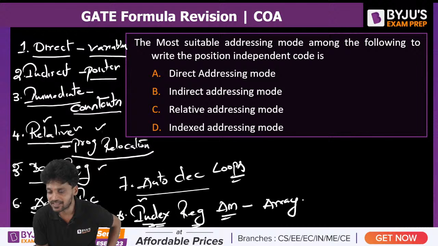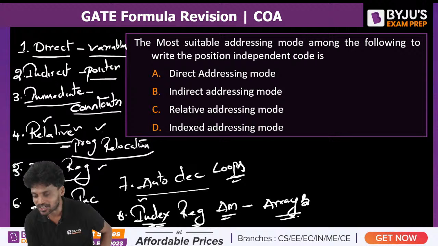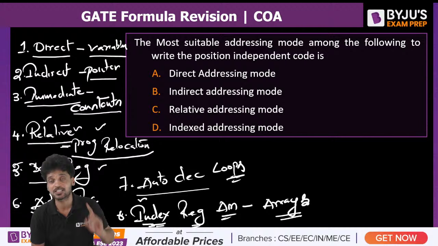So understand, direct addressing mode enables variables, indirect addressing mode enables pointers, immediate addressing mode enables constants, relative addressing mode enables program relocation, base register addressing mode and relative addressing mode enable program relocation, auto increment and auto decrement enable loops, index register addressing mode enables array declaration. Remember this, you need to learn this by heart. Somehow or the other, I want you to learn this by heart, because I am expecting a question on the addressing mode this time.